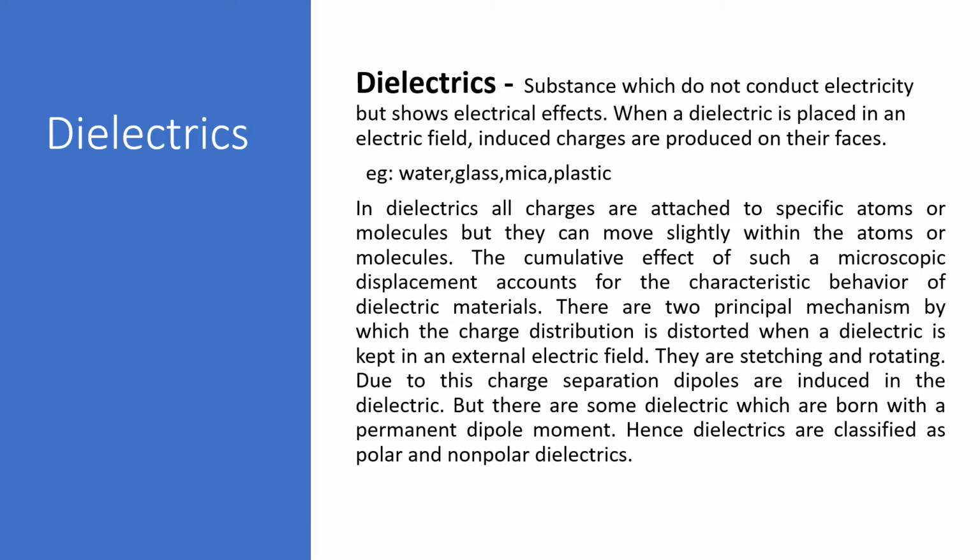The cumulative effect of such microscopic displacement accounts for the characteristic behavior of dielectric material. There are two principal mechanisms, called stretching and rotating. Because of these, the electric field can distort the charge distribution of a dielectric atom or molecule. But there are some dielectrics which are born with a permanent dipole moment. Hence, the molecules of a dielectric can be classified as polar and non-polar dielectrics.